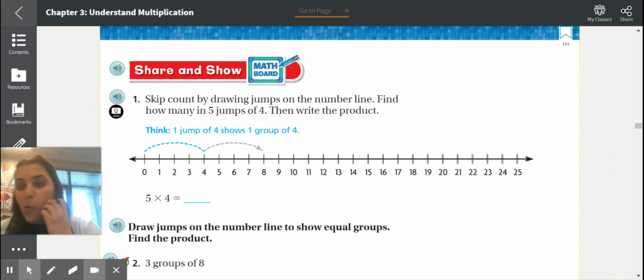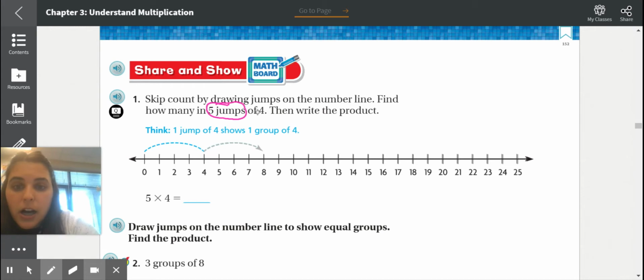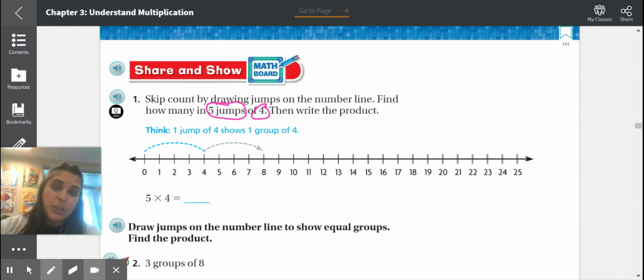All right, number 1. Skip count by drawing jumps on the number line. Find how many in 5 jumps of 4. Sorry, 5 jumps of 4. So let's circle that. We have 5 jumps of 4. Then write the product. So we're going to make 5 jumps on the number line, and in each jump there'll be 4. So our first jump is going to go from 0 to 4.